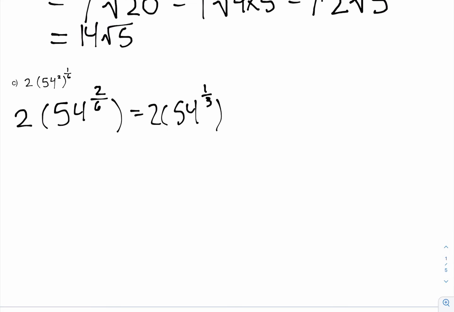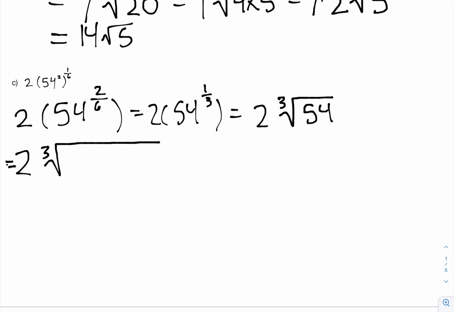If we simplify that. So remember, if we have an exponent in a fraction form, it's going to be 2 times, this 3 acts as our index, so 2 times the cube root of 54 to the first power, or just 54. So let's split the 54 into some more factors. Whoops. So this is going to be 2 times the cube root of, let's write a bunch of factors in here.